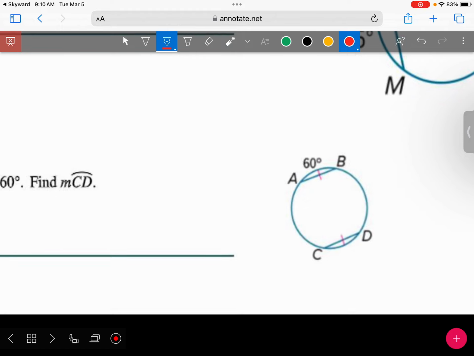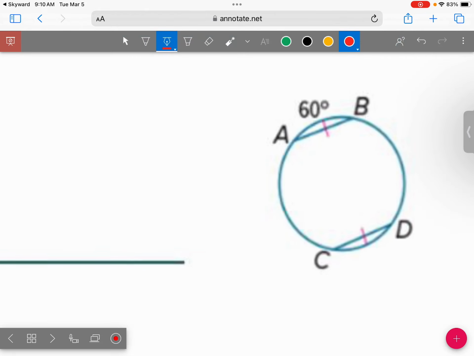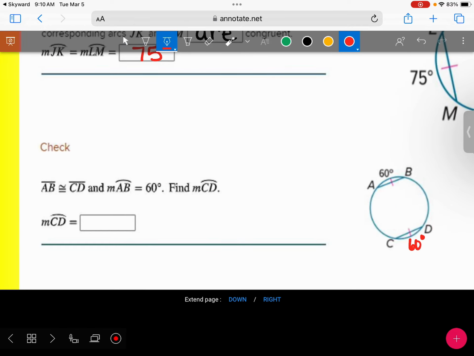So let's look at this one. Because I see that these two are congruent, if this piece here is 60, what do you think this is going to be down here? 60. That's it. That's our new theorem. So if you see that our chords are congruent, that means our arcs are congruent. So arc CD will also be 60.